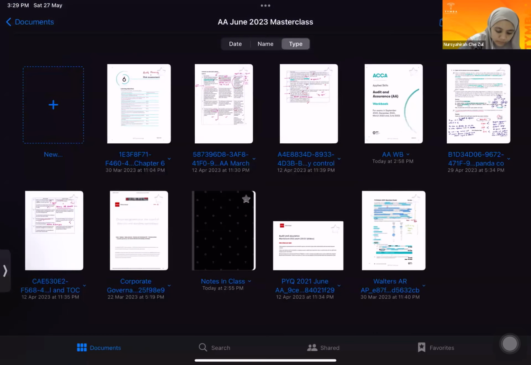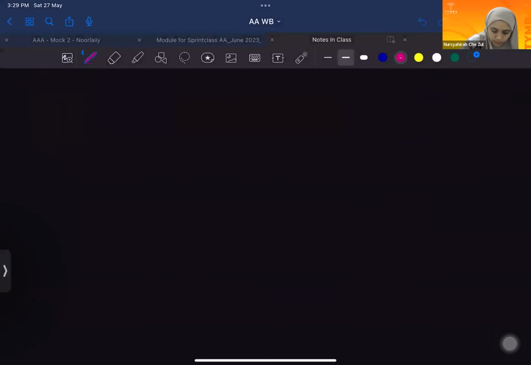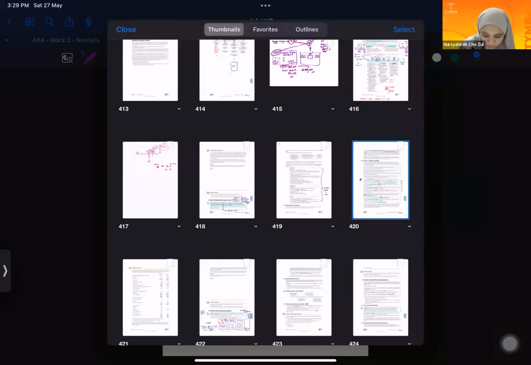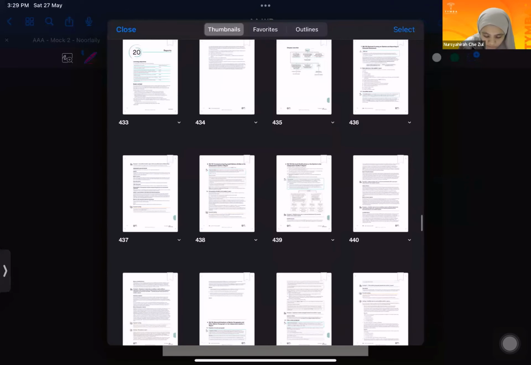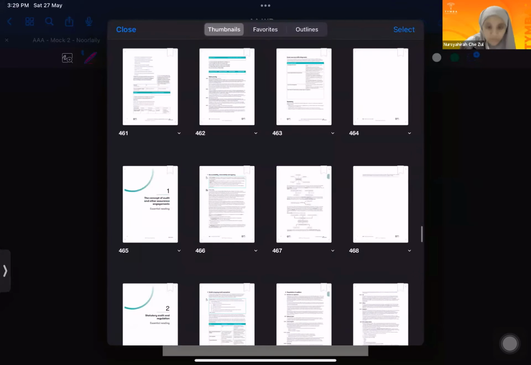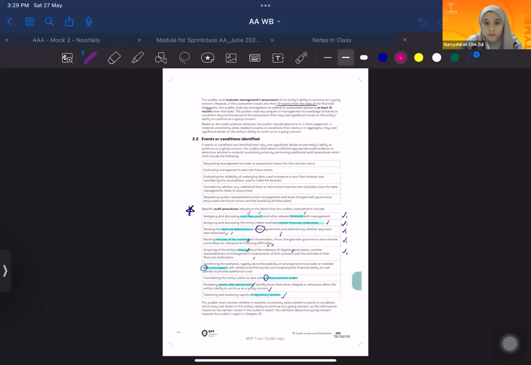Hold on here. Where is it? Workbook. Subsequent event. I think we did attempt a question for subsequent event. Okay, never mind. Never mind. Hold on here. Okay.